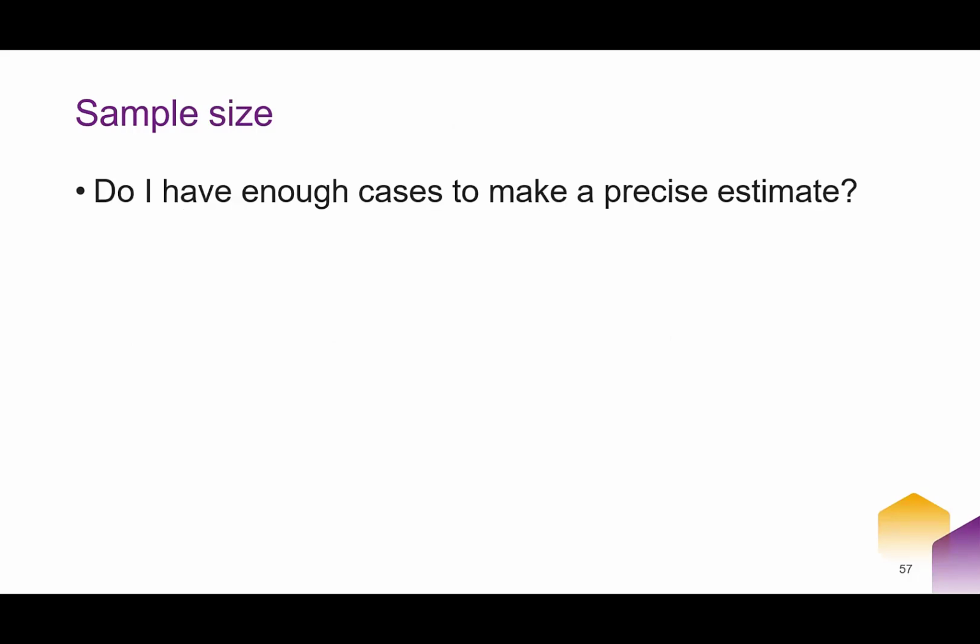One final question you need to ask is whether you have enough cases to make a precise estimate. For example, the Crime Survey for England and Wales has a large sample size, so it should allow for precise estimates. However, if you were investigating a smaller subpopulation, for example only those with disabilities or only those with particular characteristics, you may find that the sample isn't big enough to make precise estimates. I've just given you a general overview about sampling there, but there are more resources on our website as well.